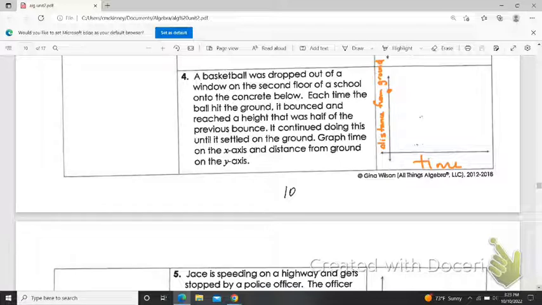It hit the ground, and then it bounced and went halfway up, and it kept doing this until it settled on the ground. So here, it's going down. It doesn't instantaneously hit the ground. It takes it a second. Here it hits the ground, bounces back up halfway, hits the ground, bounces halfway, and so on, until it hits the ground one last time. And then it just kind of rolls away.